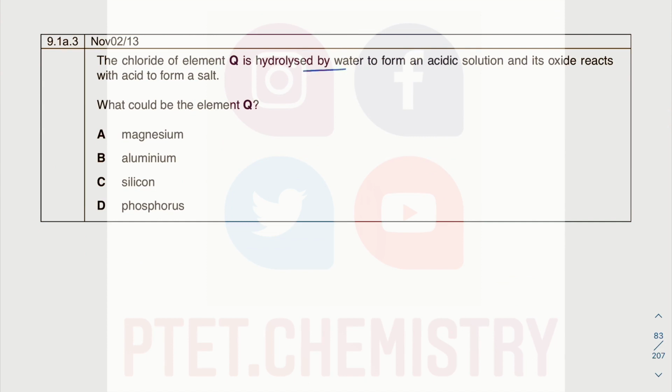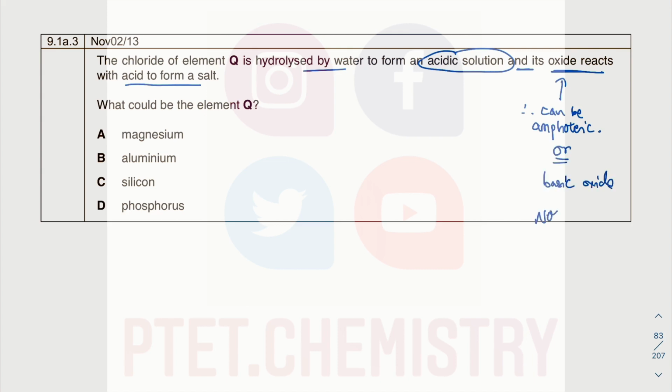Yeah. So here is continuation of that chloride type of question. They're hydrolyzed by water to form an acidic solution. They talk about its oxide reacting with acid to form a salt. So therefore it can be amphoteric because amphoteric oxide reacts with both acid and bases. So amphoteric oxide can react with acid, or it can be basic oxide. Not acidic oxide because acidic oxide doesn't react with acid. So SiO2 is acidic, so I can forget about that. P4O6 or P4O10 is also acidic, so I can forget about that. Now I can think about the chloride.